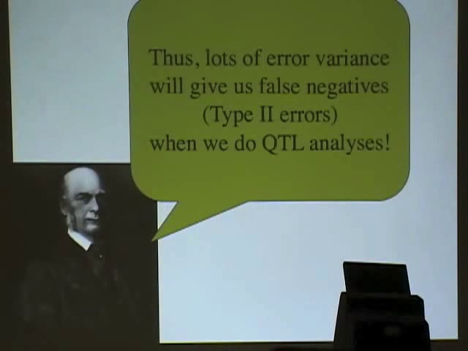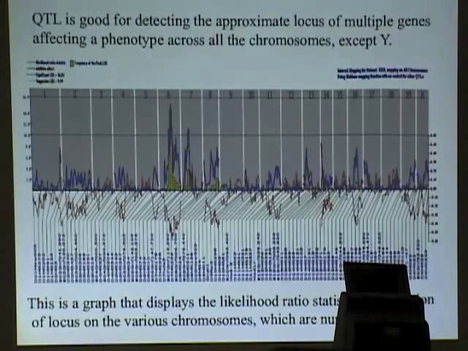Okay, so as we've already said, lots of error variance will give us false negatives, type 2 errors, when we do QTL analysis. So if we have lots of error variance, what will that do to the number of peaks that we get? Will we get fewer or more than we should? Fewer, right, okay. So that's a problem. If we have a lot of error variance in our data, we're going to get fewer peaks than we ought to get. All right? And hang on to that idea.